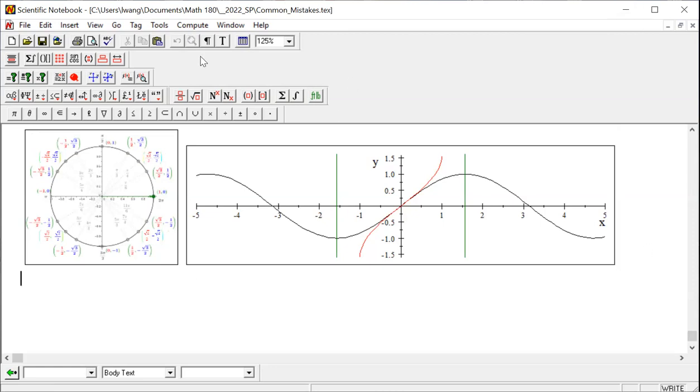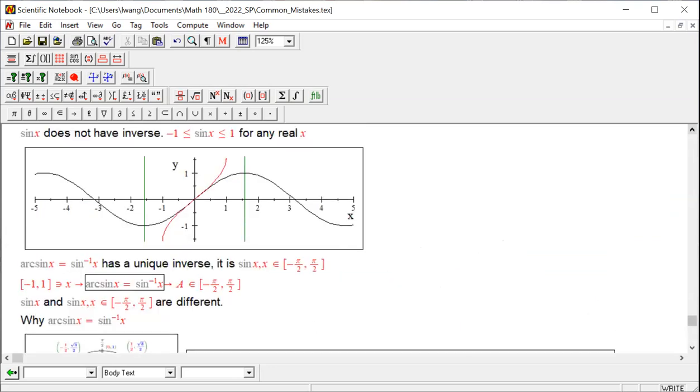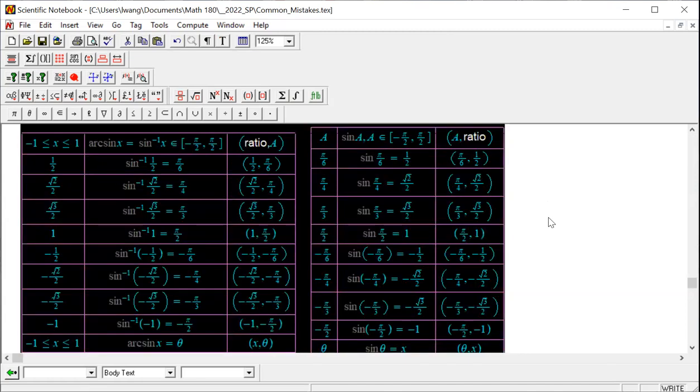Take an example: sine of pi over 6 equals 1/2. Now, arcsine of 1/2 equals pi over 6. Okay, now, which is the first row? We have it on the table, right? That's the first row, we have it on the table.